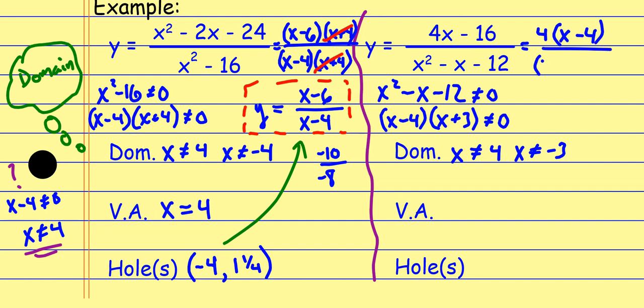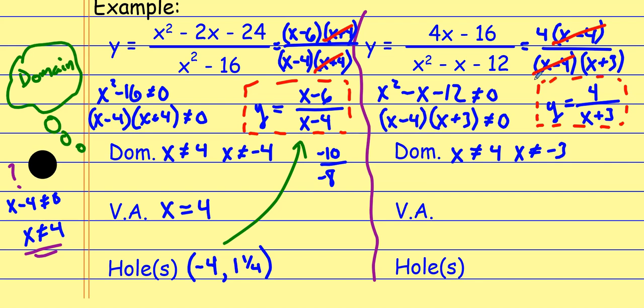Here I already factored this once. It was an x minus 4 and an x plus 3. And so what happens, we can see that these guys cancel. So the simplified version of this would be y equals 4 over x plus 3. And so once again, if I were to just look at the simplified version and ask you for the domain restrictions again, you would say that x plus 3 can't equal 0.